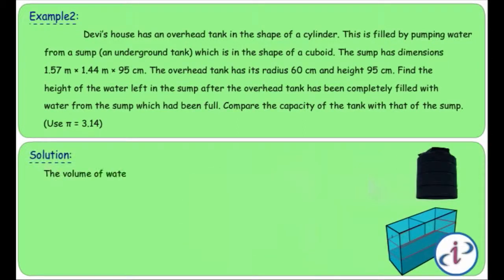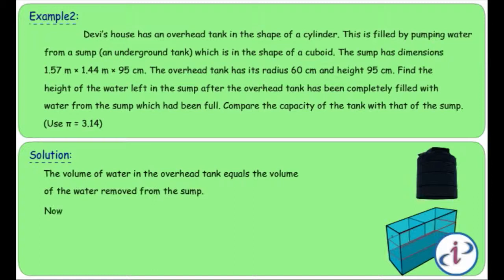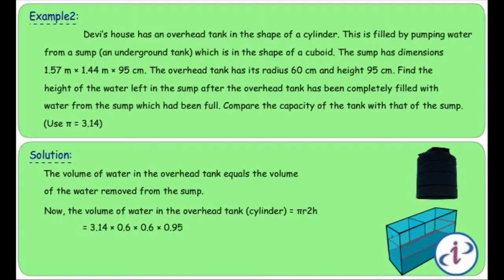Volume of water in the overhead tank equals the volume of the water removed from the sump. Now, the volume of water in the overhead tank cylinder is equal to pi r square times h. It is equal to 3.14 times 0.6 square times 0.95 meter cube. The volume of water in the sump when full is equal to L times B times H. It is equal to 1.57 times 1.44 times 0.95 meter cube.